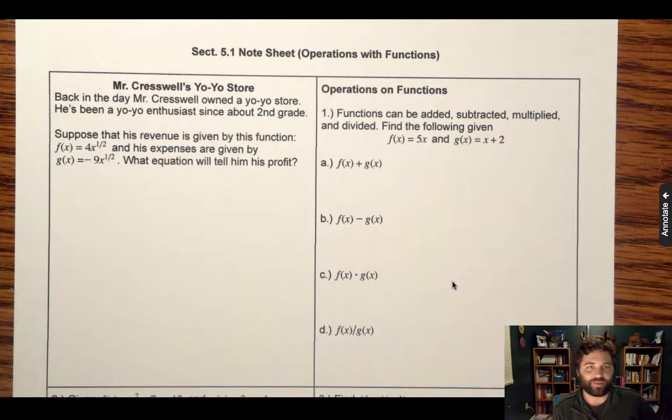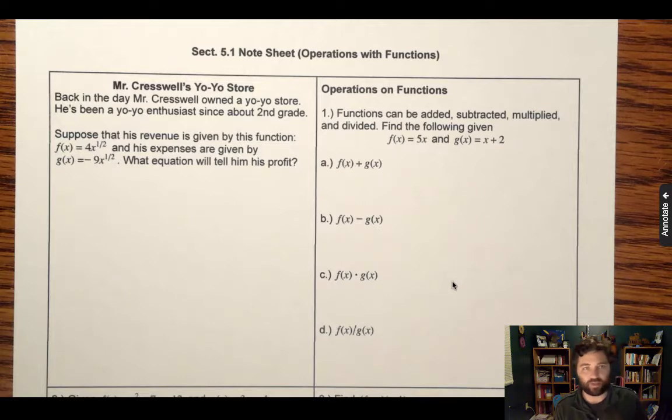So back in the day, Mr. Krusty owned a yo-yo store. That's actually not true. It's just for the problem here. But anyway, he's been a yo-yo enthusiast since about second grade. Suppose that his revenue is given by this function, f of x equals 4x to the 1 half, and his expenses are given by g of x equals negative 9x to the 1 half. What equation will tell him profit?